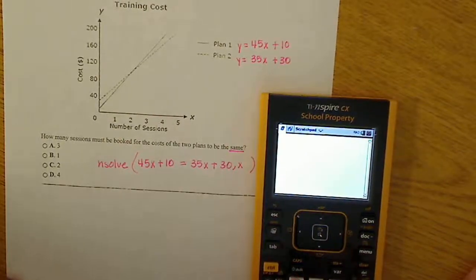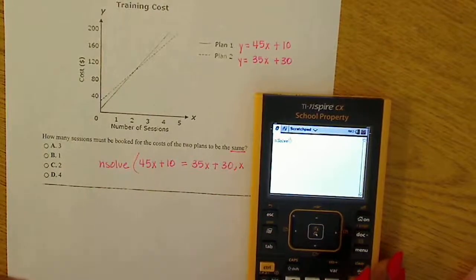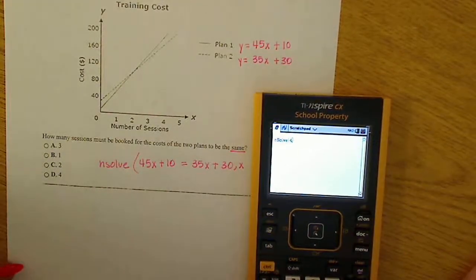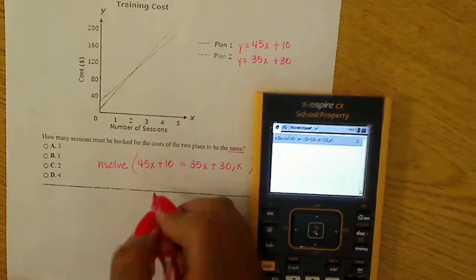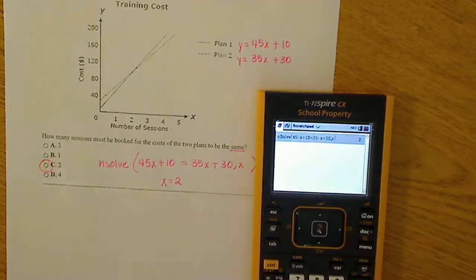Okay, so I hit menu 3-1, and then I put 45x plus 10 equals 35x plus 30, comma, x. Enter. x equals 2. Okay?